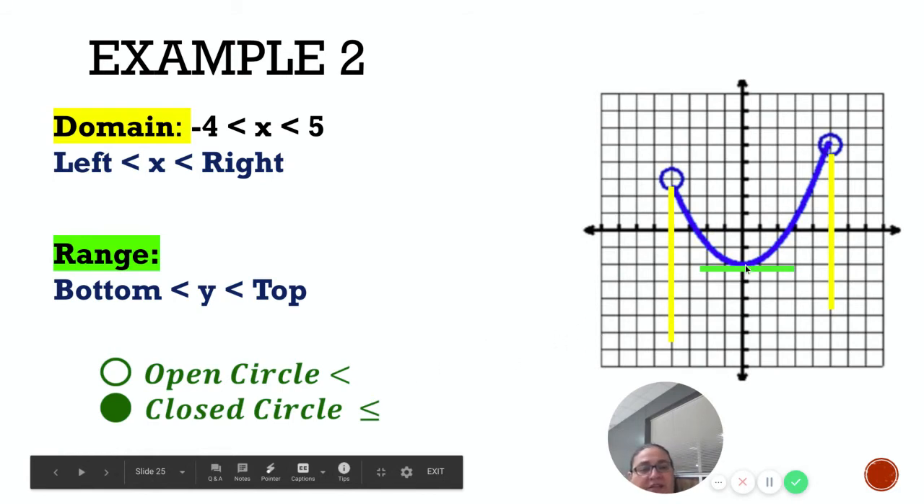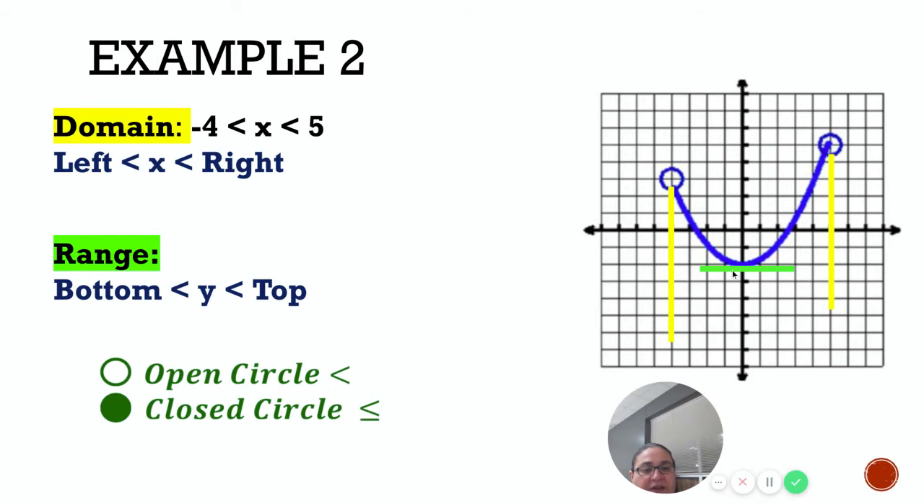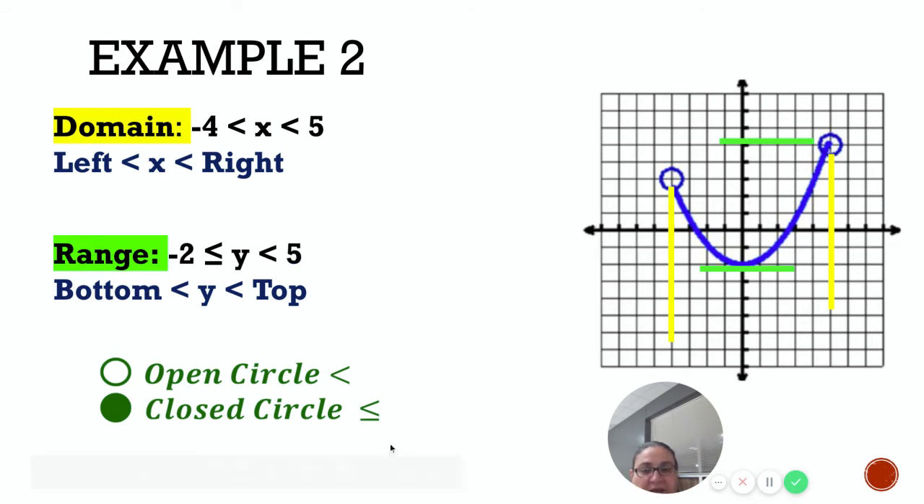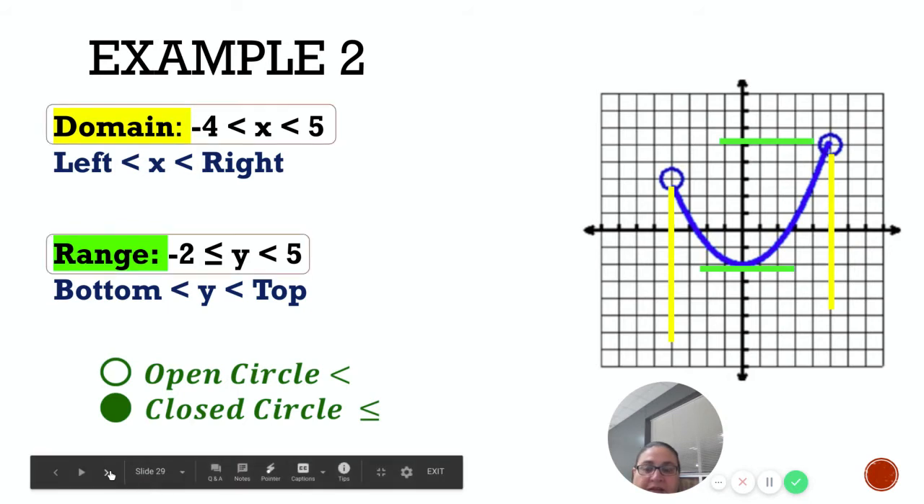Now for range, it's the lowest y value that the graph hits, which is at -2. Now since there is no open or closed circle, I always assume that this is a closed circle when you don't see it open there. So I'm going to put -2 is less than or equal to y. Then the highest y value that this graph hits, notice there's an open circle. So since it's open circle, I want to put less than, and the highest y value that it hits is 5. So that is my domain and range.